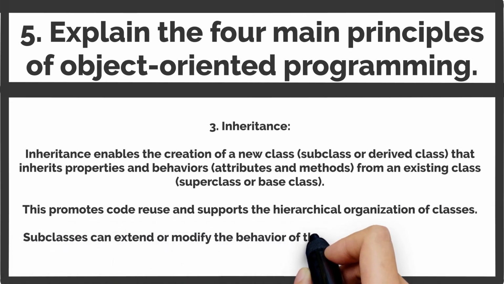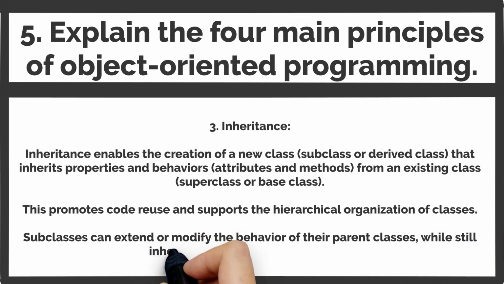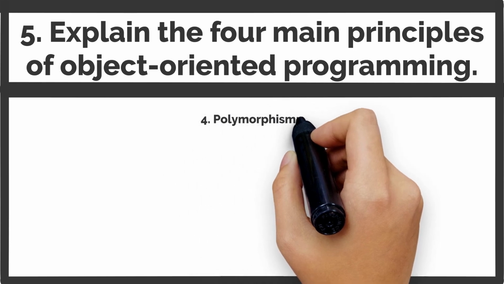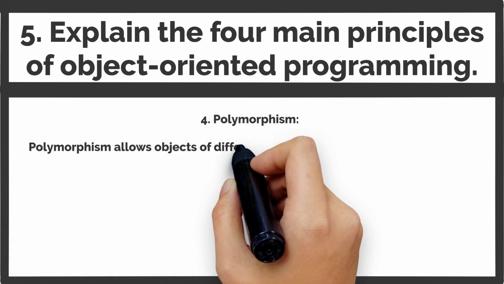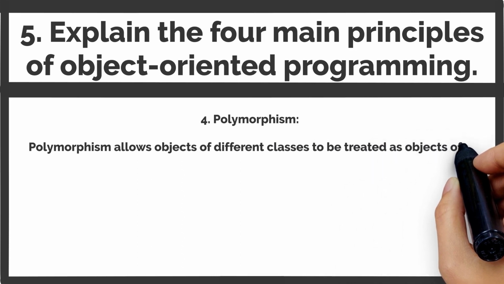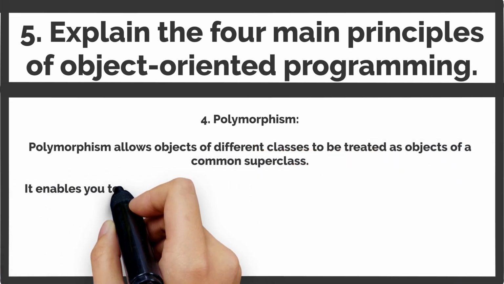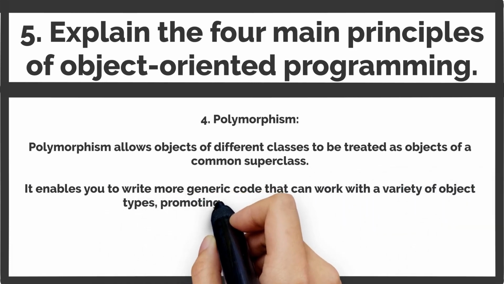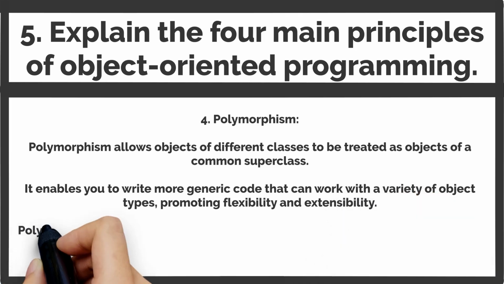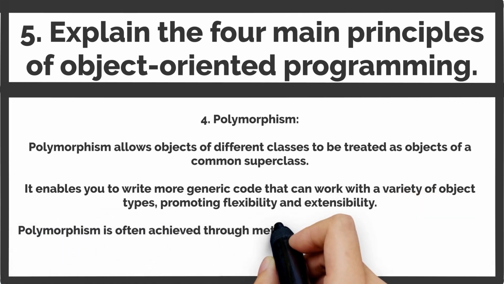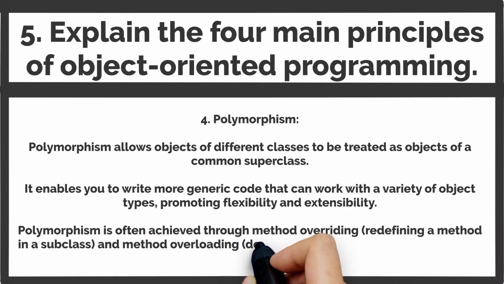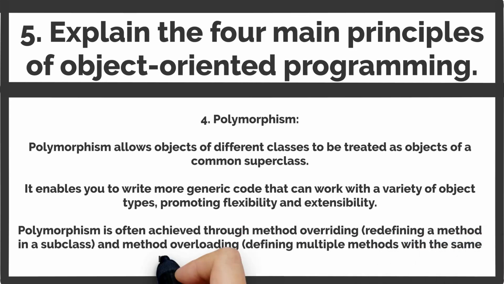Subclasses can extend or modify the behavior of their parent classes, while still inheriting their core functionalities. 4. Polymorphism. Polymorphism allows objects of different classes to be treated as objects of a common superclass. It enables you to write more generic code that can work with a variety of object types, promoting flexibility and extensibility. Polymorphism is often achieved through method overriding, redefining a method in a subclass, and method overloading, defining multiple methods with the same name but different parameters.